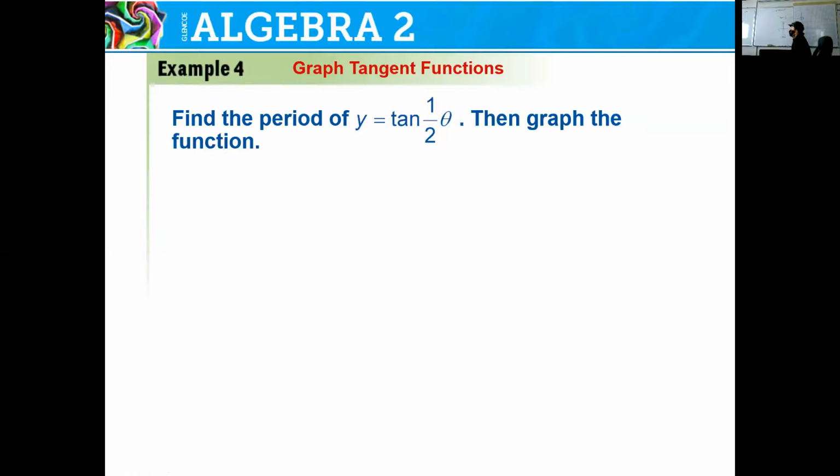Okay, so find the period of y equals tangent of 1/2 theta. There is no amplitude factor, but we're going to treat it the same way so that you guys can get in the habit. Amplitude for tangent is null and void. The period in this case is equal to 180 divided by the absolute value of b.